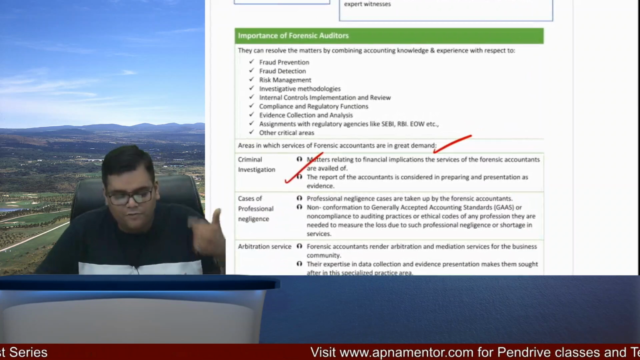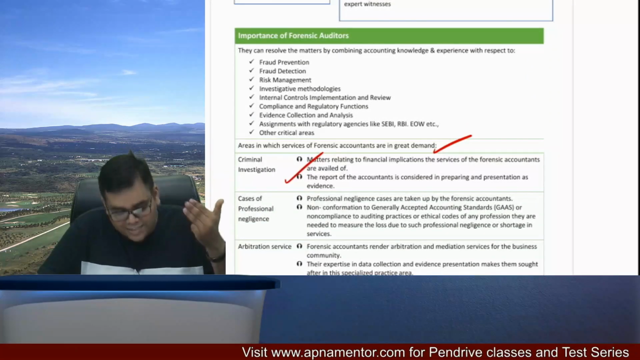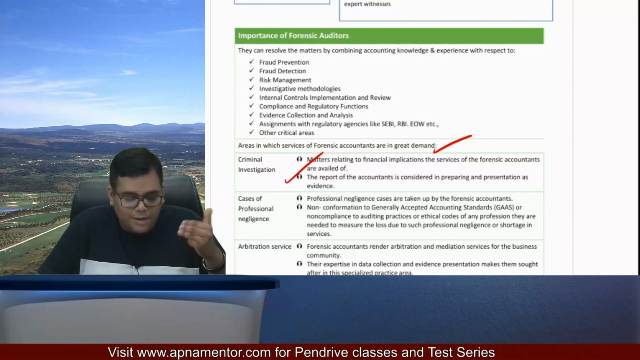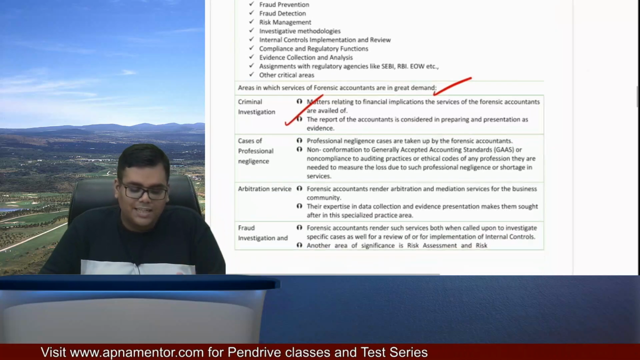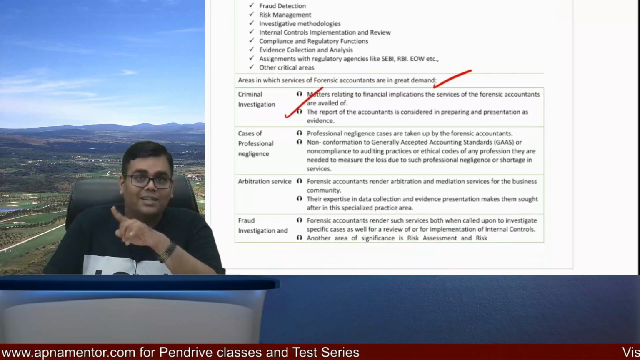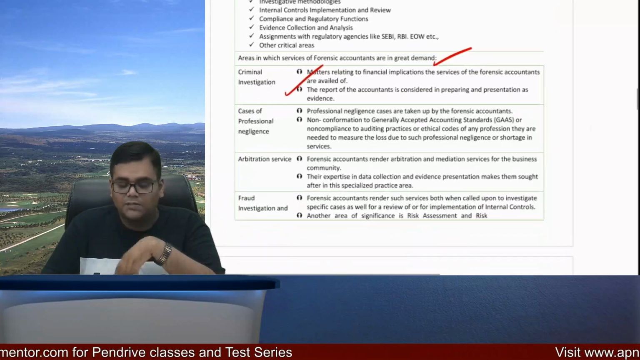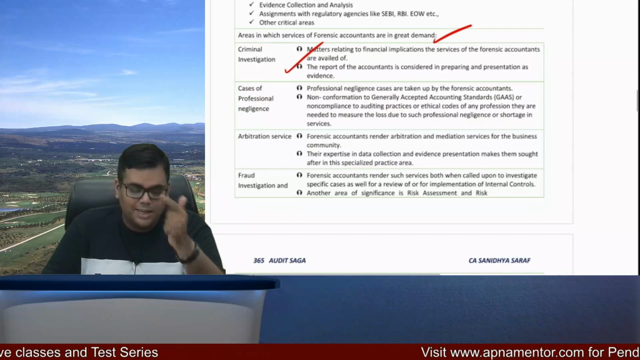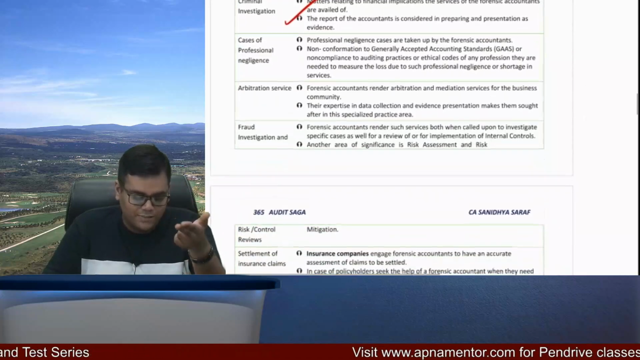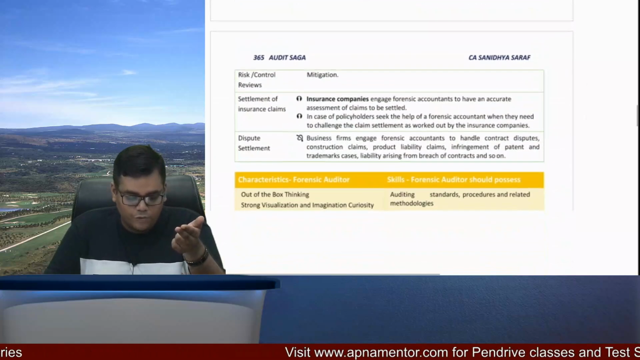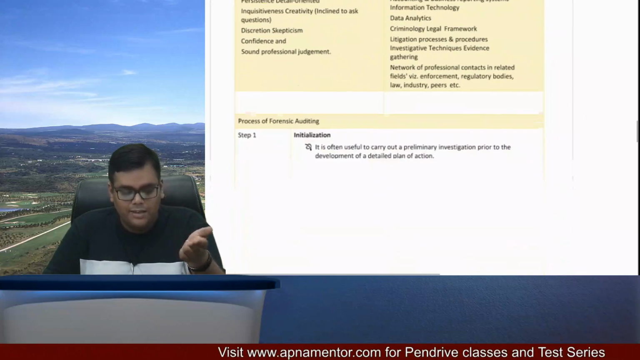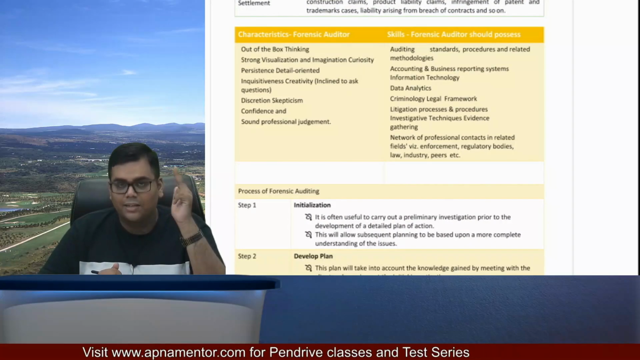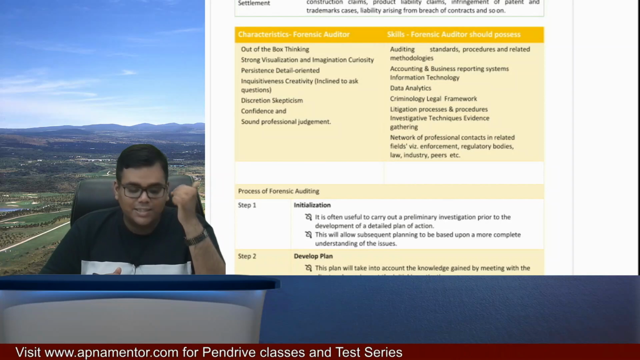Once again, fraud prevention, fraud detection, risk management, investigative methodologies, assessing the management and framing the internal control system, compliance and the regulatory framework, evidence collection and analysis, and coordinating with other regulatory agencies. Areas in which services of forensic accountants are in great demand: criminal investigation, like the movie Asur web series I told you, cases of professional negligence, arbitration service, fraud investigation and risk control reviews, settlement of insurance claims, and dispute settlement.